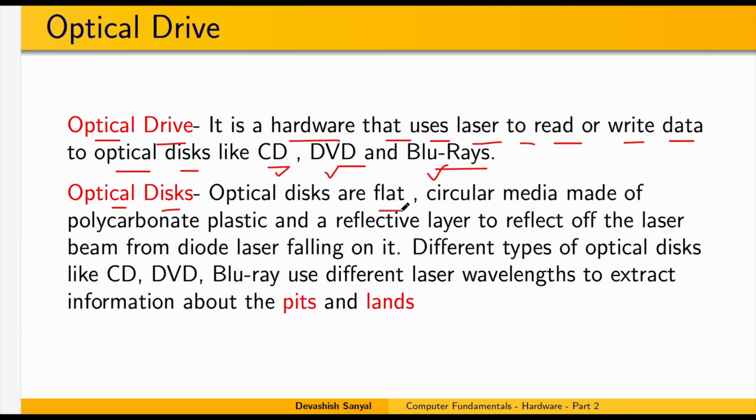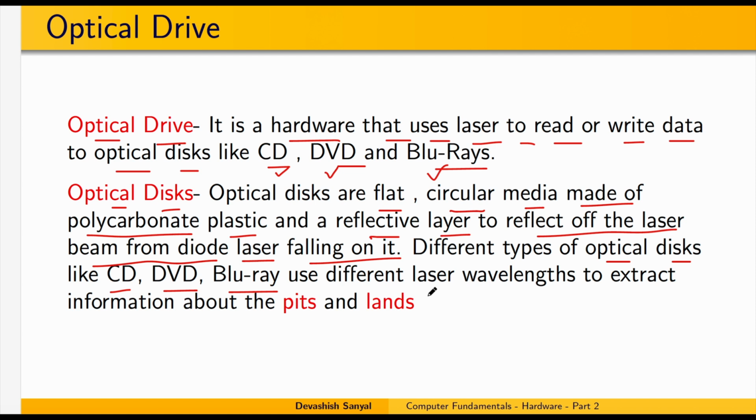Optical discs are flat. They are not perfectly flat. We will see why it's like that. They are circular media made of polycarbonate plastic and a reflective layer to reflect the laser beam from the diode. The laser falls on it, so the diode laser should get reflected off that optical disc. So there is a reflective layer. We have different kinds of optical discs we discussed just now. So we can have CD, we can have DVD, we can have Blu-ray, etc.